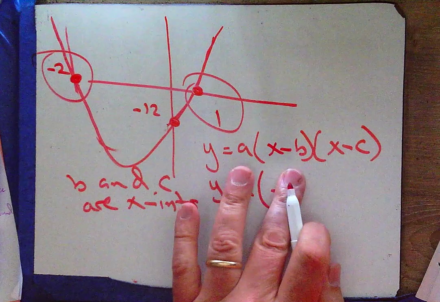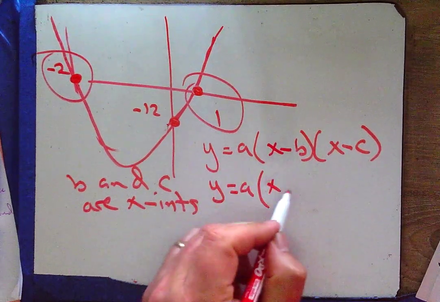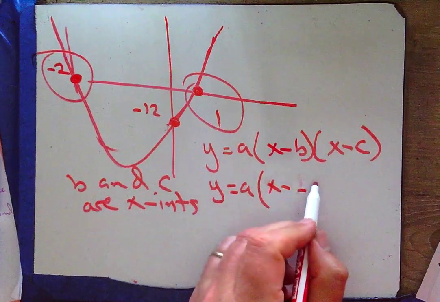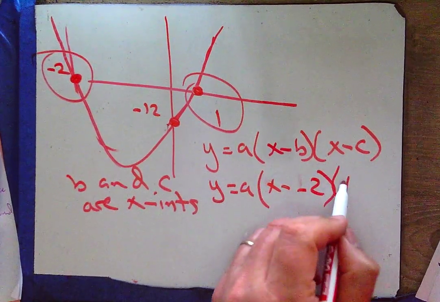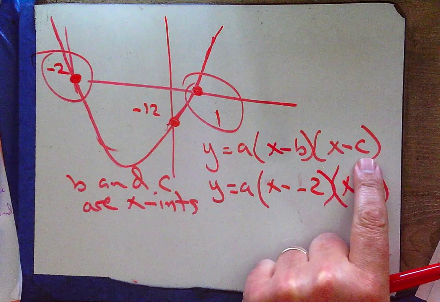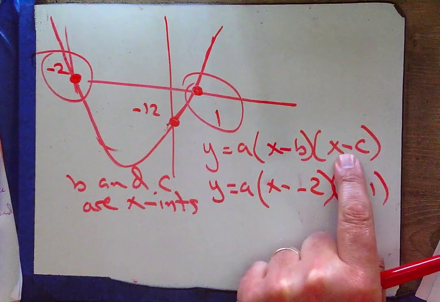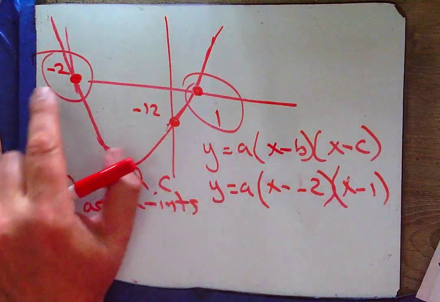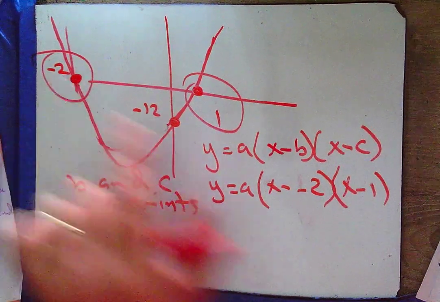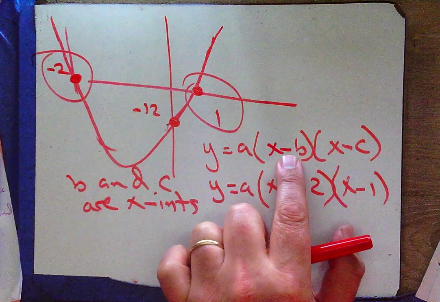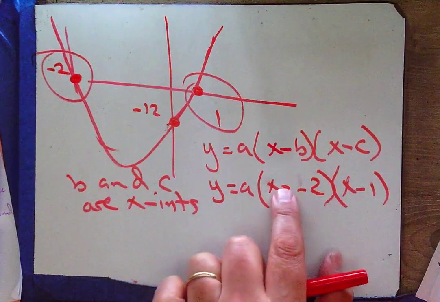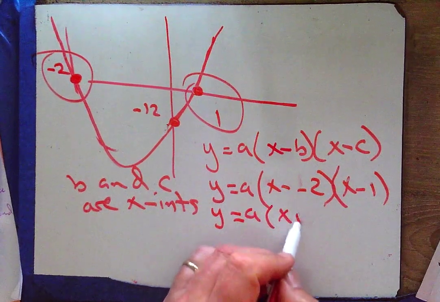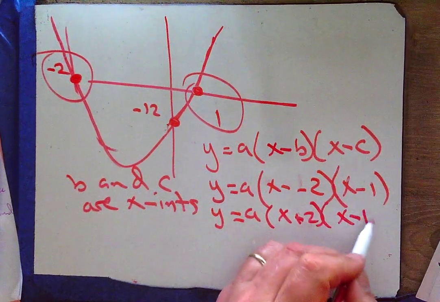Oops, x minus c, x minus, oopsie, x minus a minus 2, and x minus 1. The c value is after the minus sign. There's my c value, so there it is after the minus sign. My negative 2 is my b value. B comes after the minus sign, so negative 2 comes after that minus sign. You can certainly tidy that up to be x plus 2 times x minus 1.